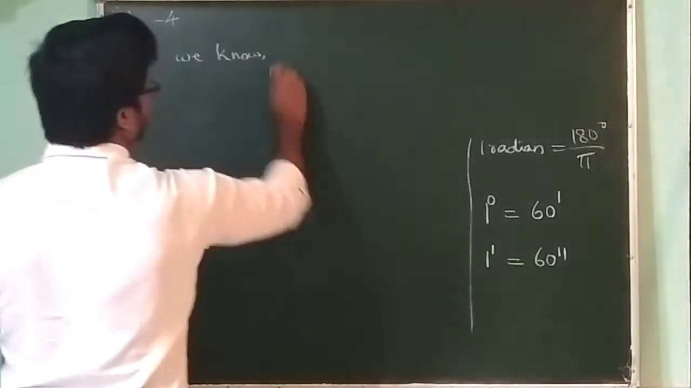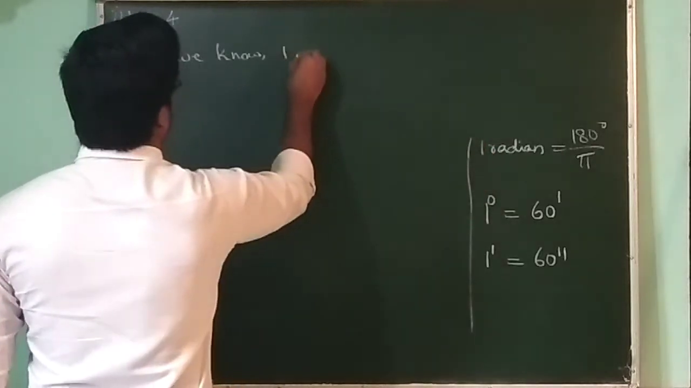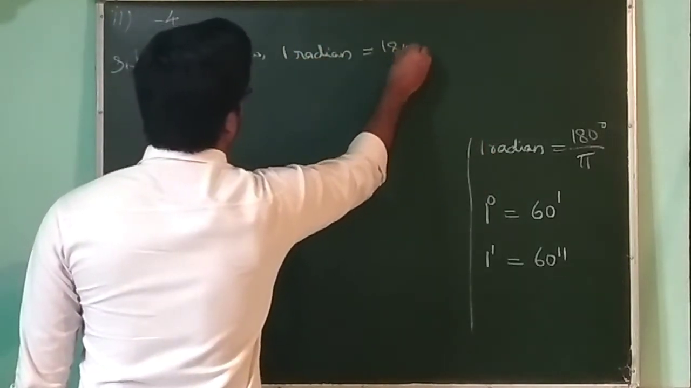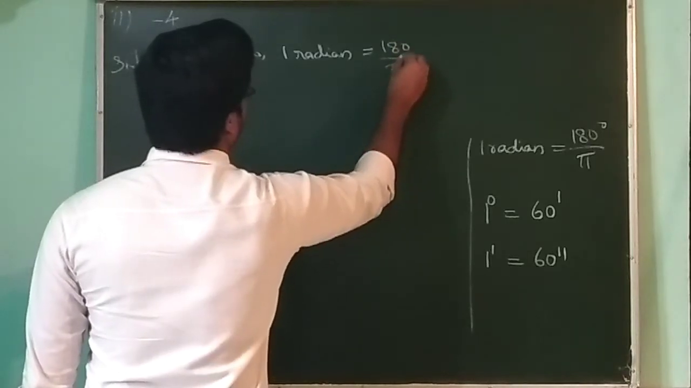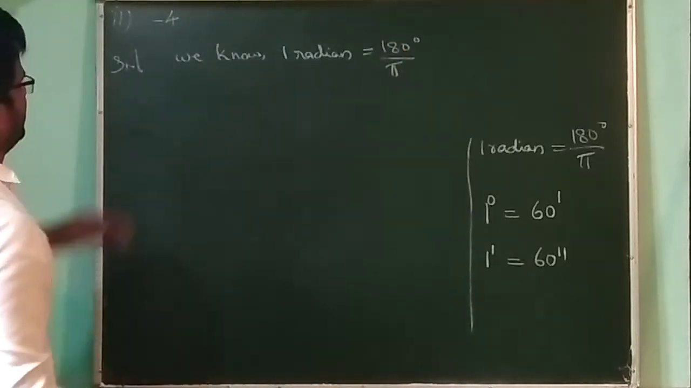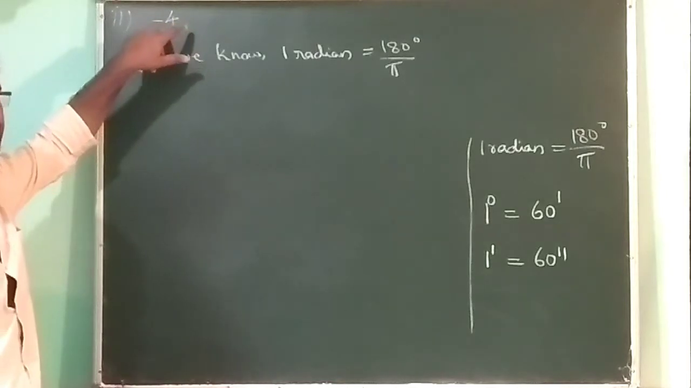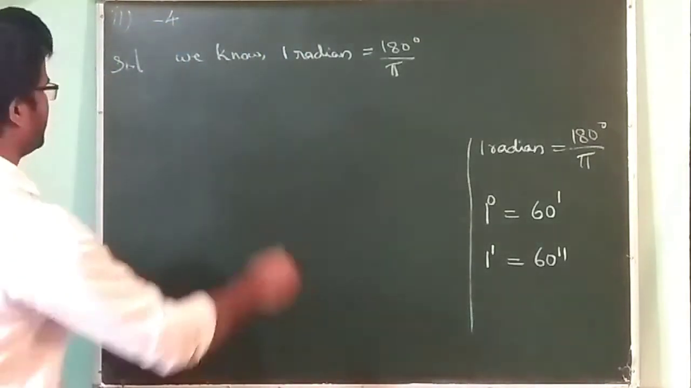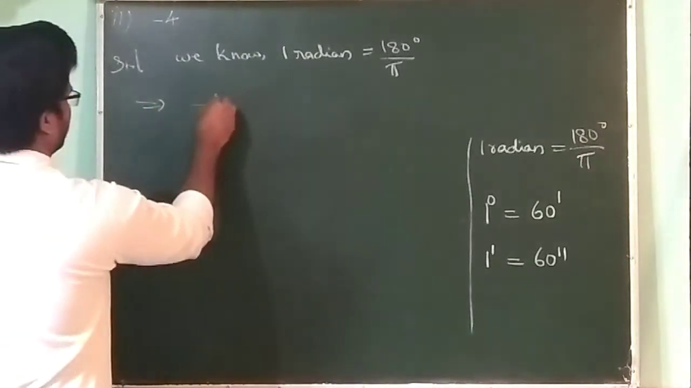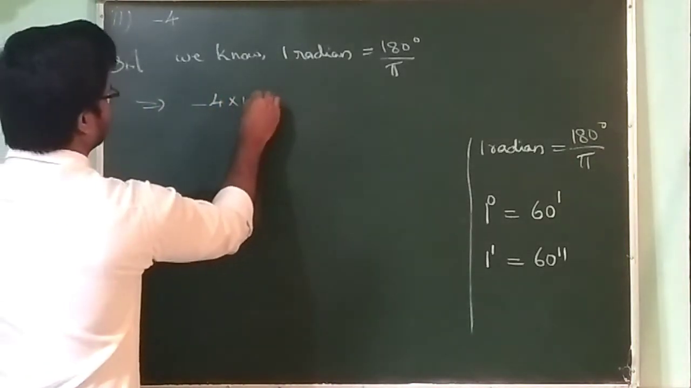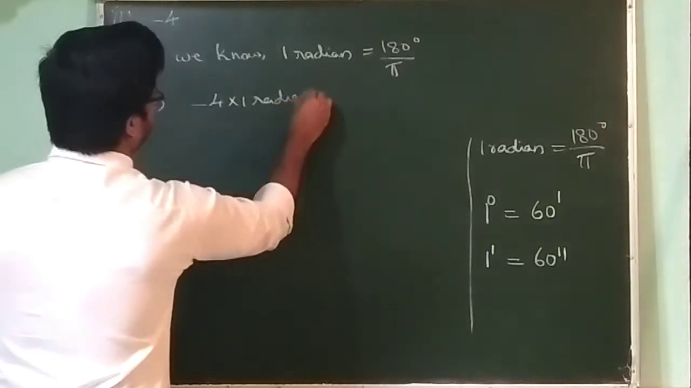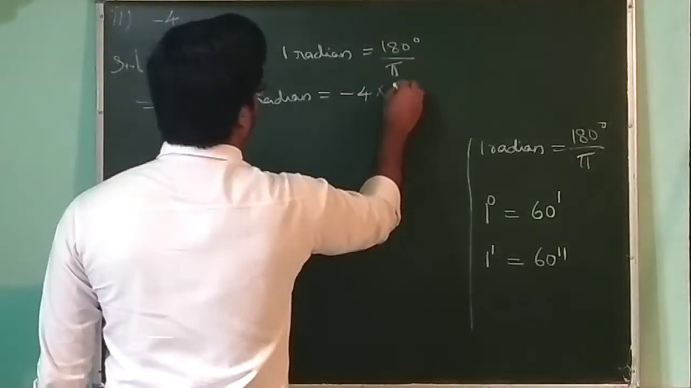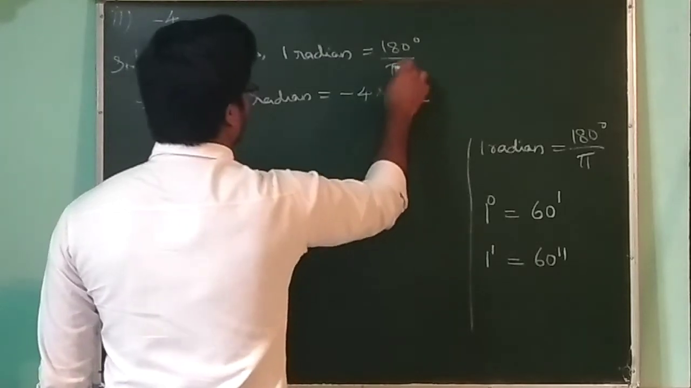We know this first formula: 1 radian means 180 divided by pi degrees. Then, given in here is minus 4 radian, isn't it? Then multiply both sides by minus 4. Minus 4 into 1 radian equal to minus 4 into 180 divided by pi. The pi value is already given in the question.